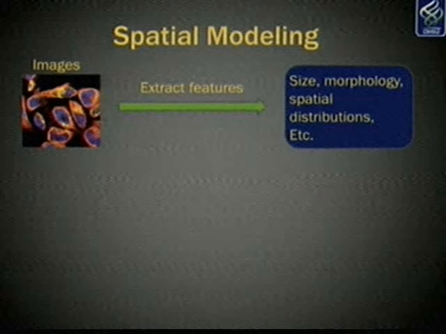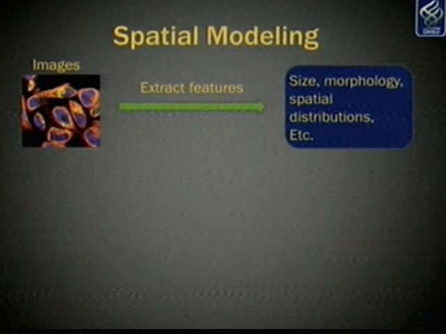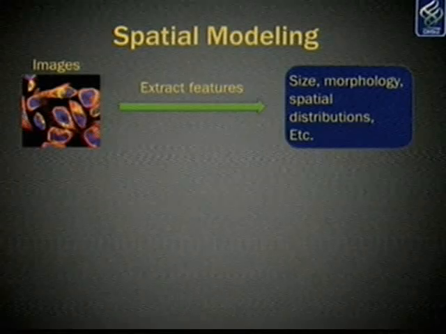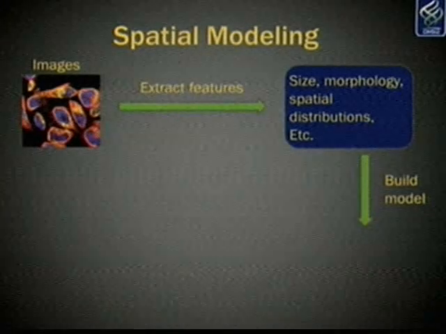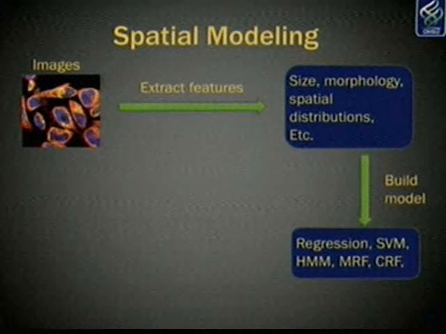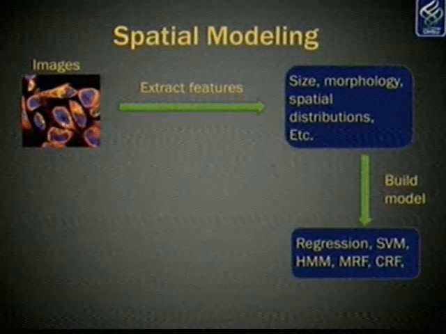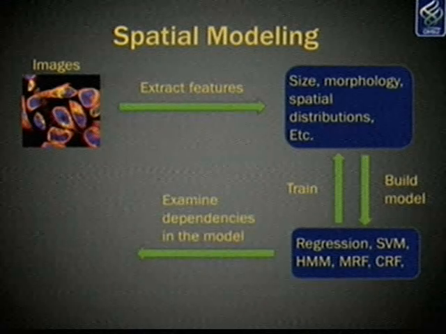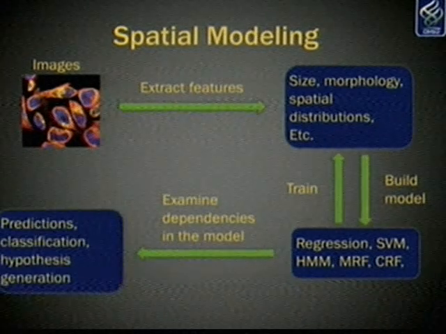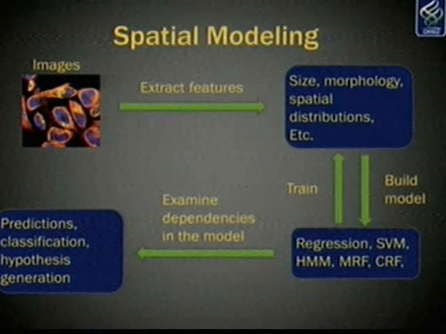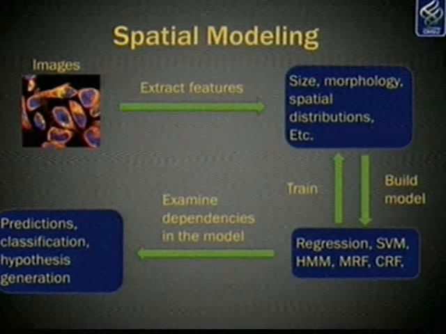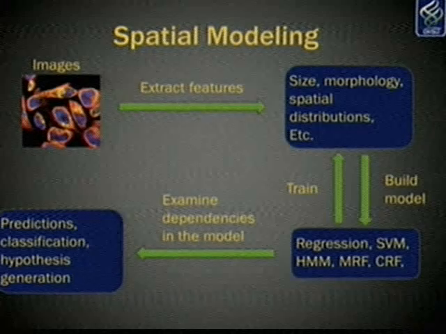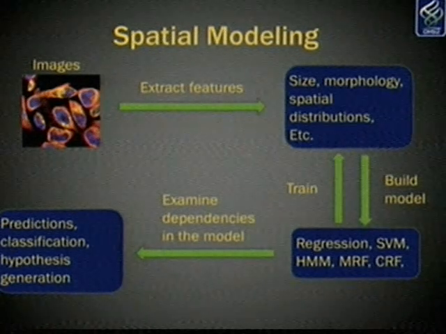So you extract those features that might be about the size or morphology or intensity on this fairly broad level, and then build some model, whether it's a regression or a support vector machine, hidden Markov model, that you train with these features that you've extracted. And then that model, when you look at it and understand the dependencies in there, can tell you something about how these proteins are distributed, or classify proteins into certain types of distributions, or generate hypotheses on what interacts with what and what these things are actually doing.